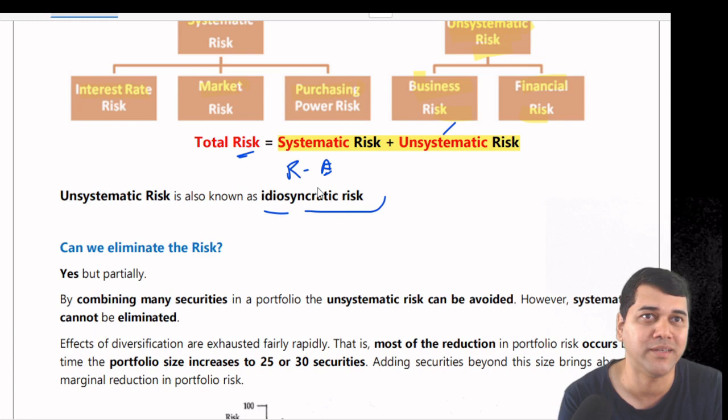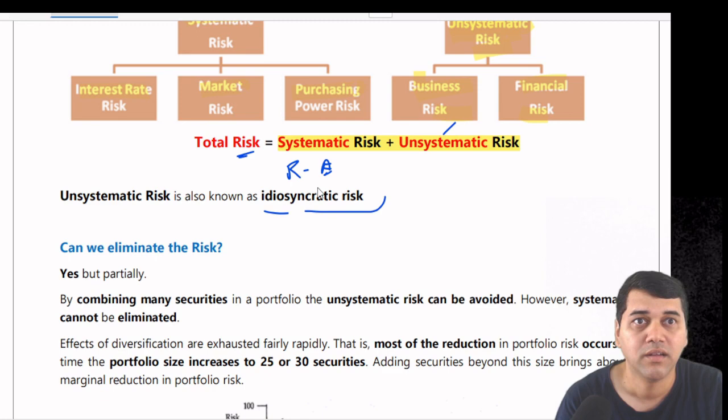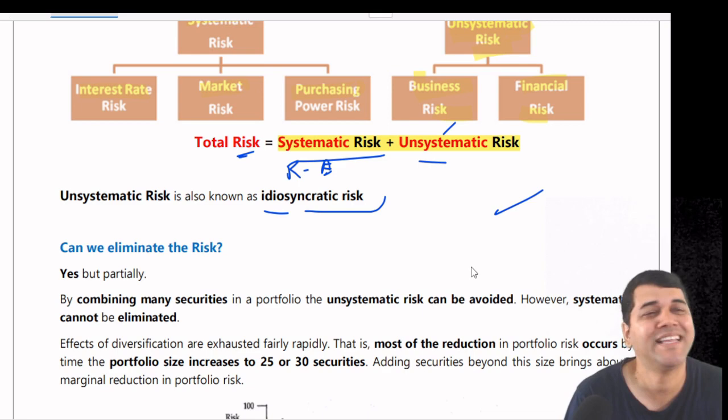Other than that, you set your expectation. But you will not be able to reach that expectation because of the risk. Can you eliminate that risk? Among two risks, which risk can you eliminate? Unsystematic you can address. How? Prepare. Systematic risk is nothing doing, students. It's the grace of God.